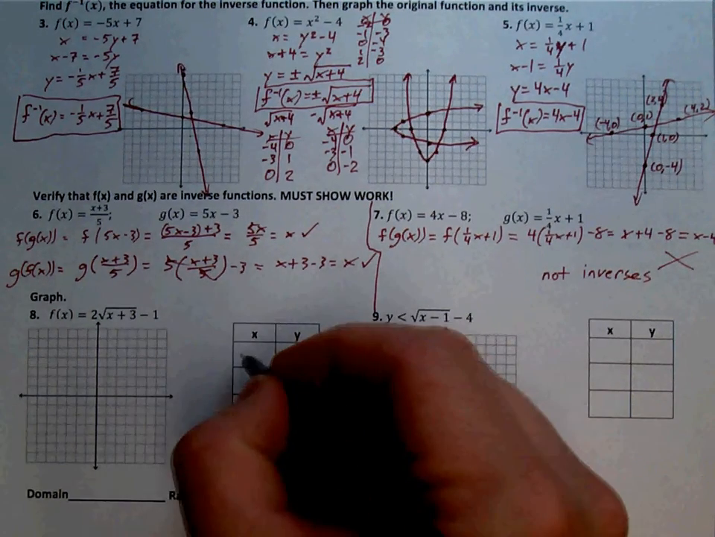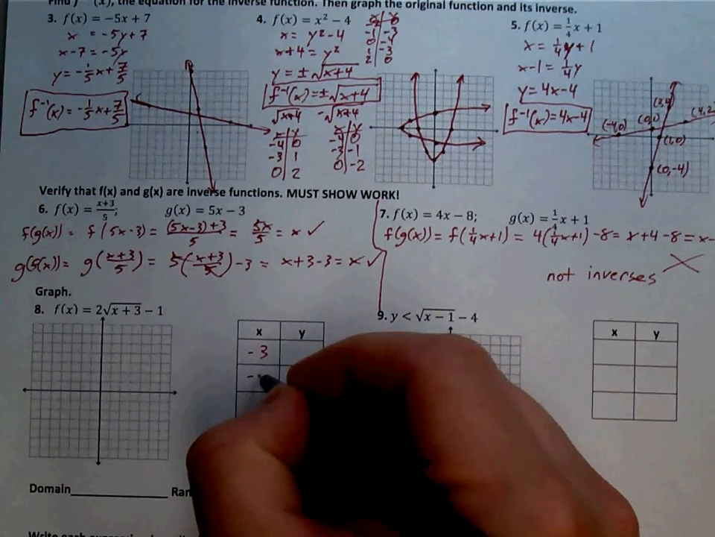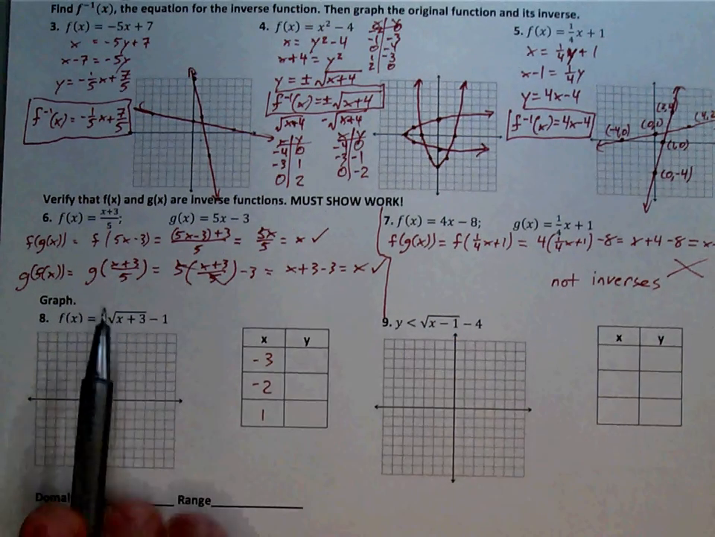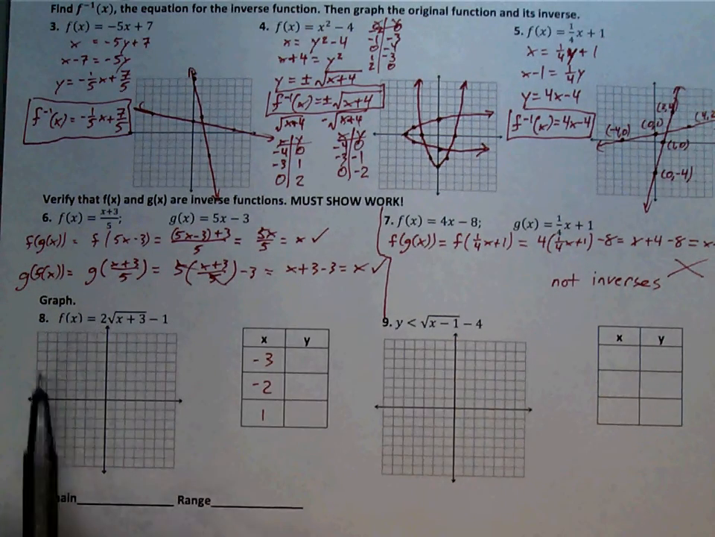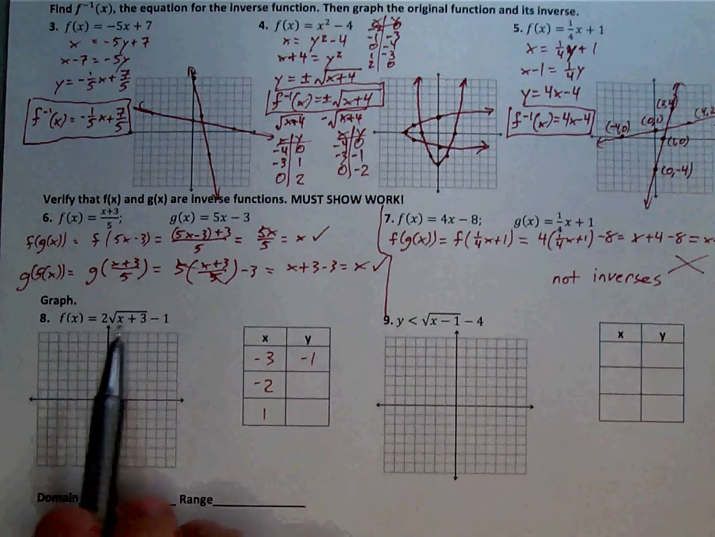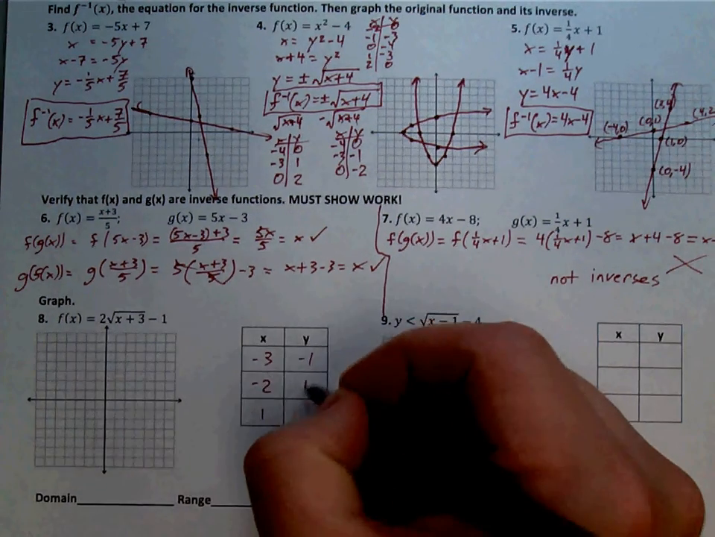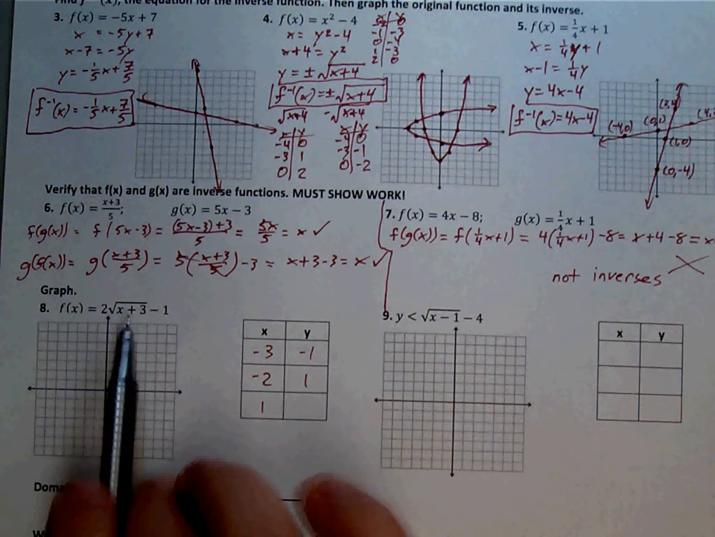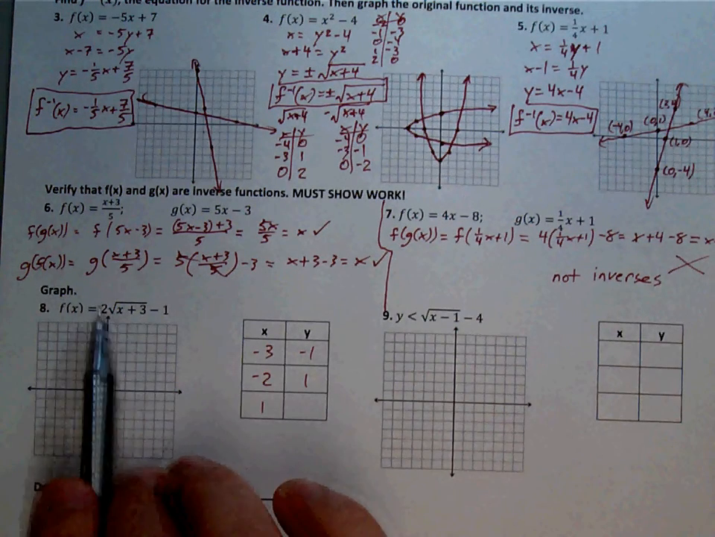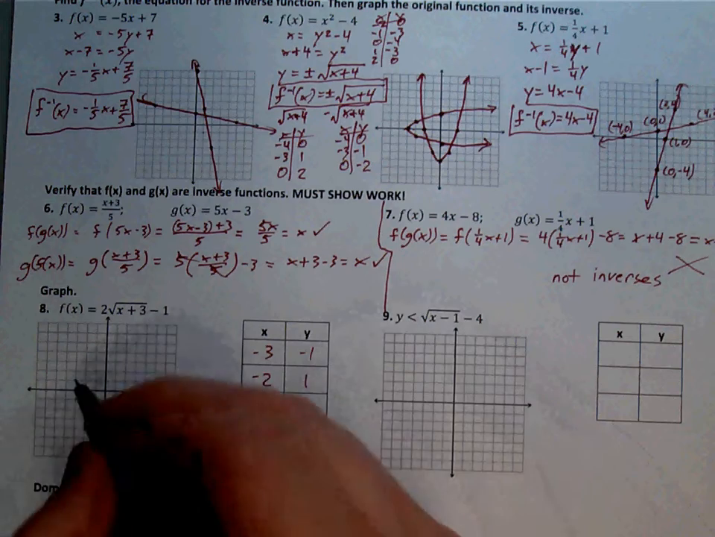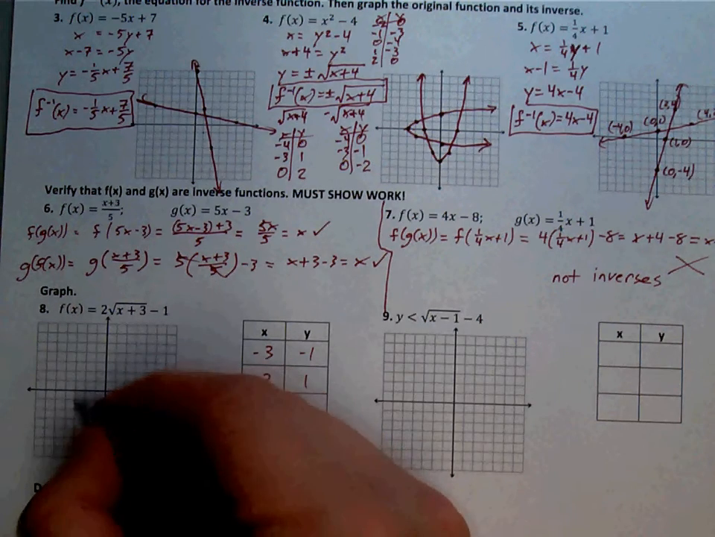Okay. So the next one I can plug in -3, -2, and 1. So 0, 2 times 0 is 0, so I get -1. Plug in -2. Square root of 1 is 1. Times 2 is 2. Minus 1 is 1. 1 plus 3 is 4. Square root of that is 2. Times 2 is 4. Minus 1 is 3.